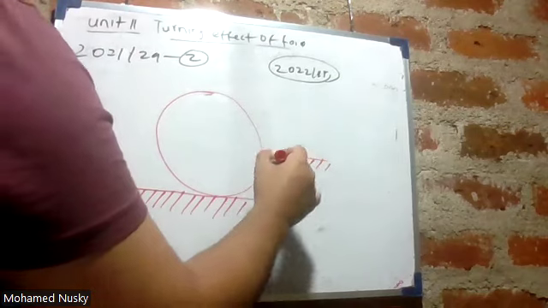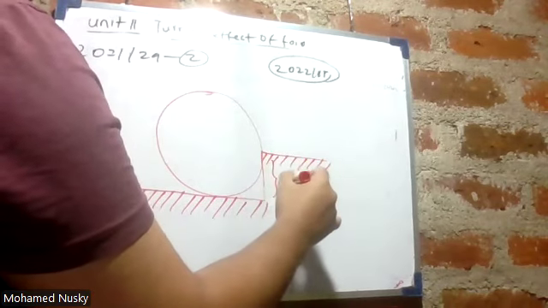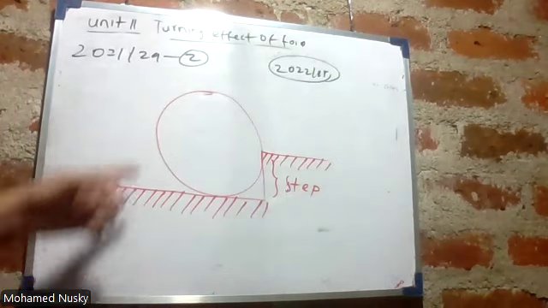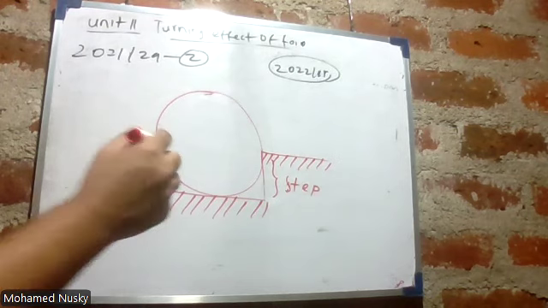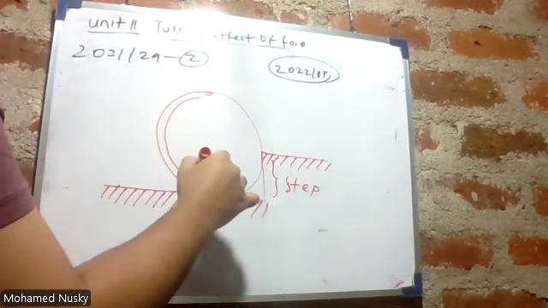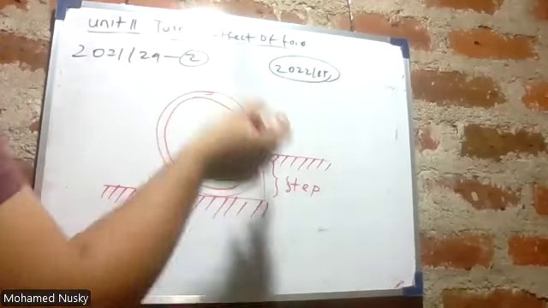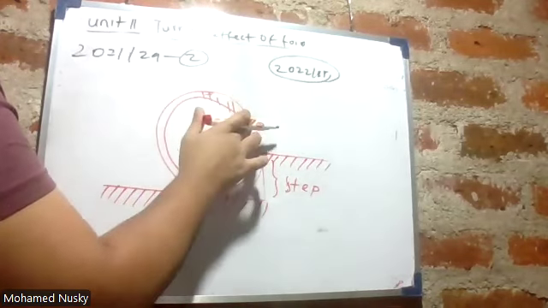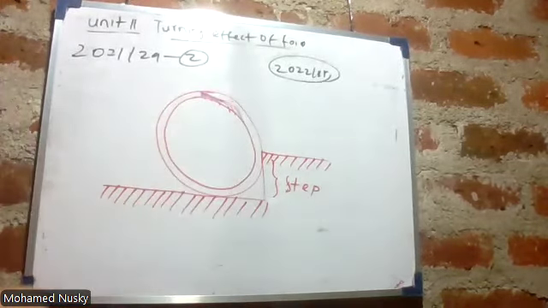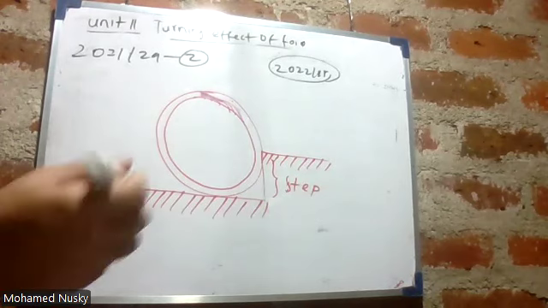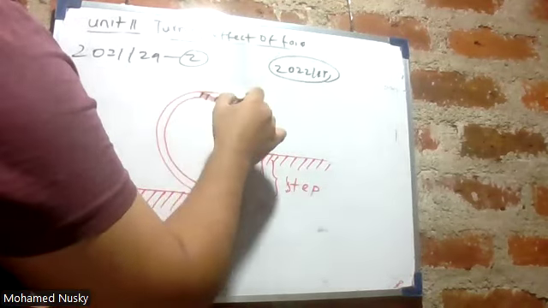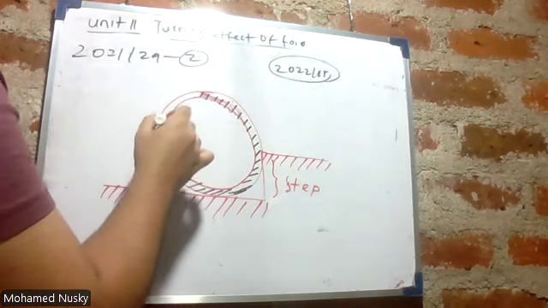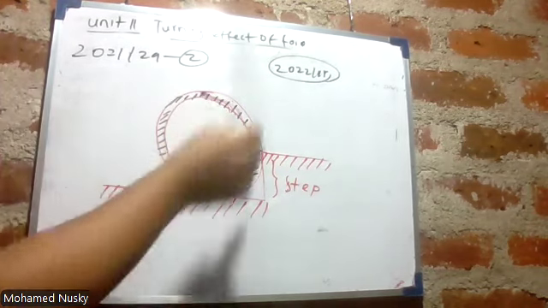Now these are steps. Now this is a concrete ring. You have seen this. Now for drainage, they will put this type of structure, right? A concrete ring.